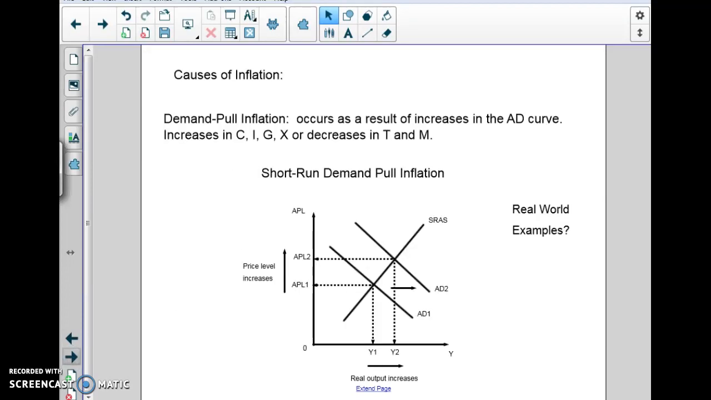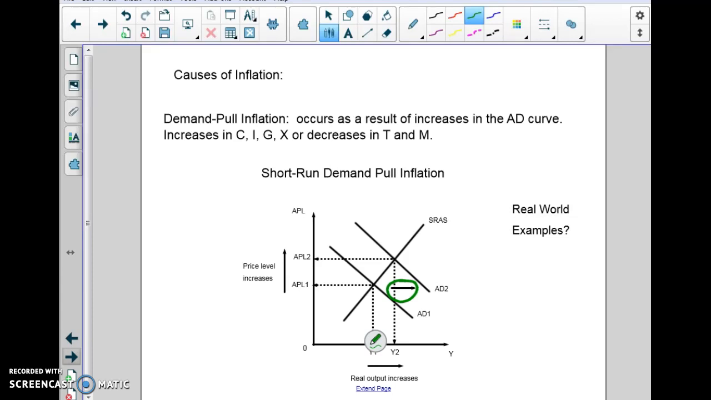Now, causes of inflation. This is important. When we look at causes of inflation, we usually use an AS-AD model, but you don't have to use the LRAS because it doesn't really matter. We're just looking at the prices rising. The first type of inflation we call demand-pull inflation. And it's caused, same thing we've looked at in the past, by a positive AD shock. AD moves to the right.